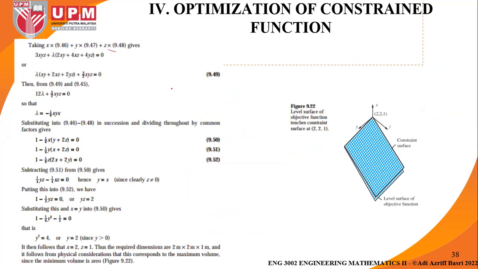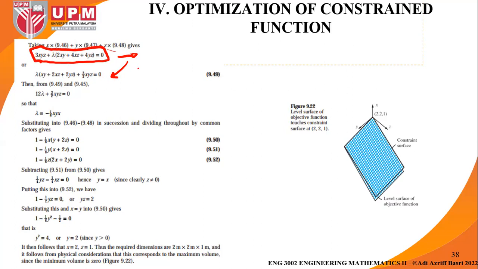To solve the equations, they take x times the first equation, plus y times the second equation, plus z times the third equation. Why do they do that? They want to make sure each equation has x, y, z in it. So you get these new equations. If you simplify, you get equation 4.9. You divide it by 3, and simplify this to get lambda times xy plus 2 divided by 2, plus 2xy plus z, plus 3 over 2 xyz equal to 0.